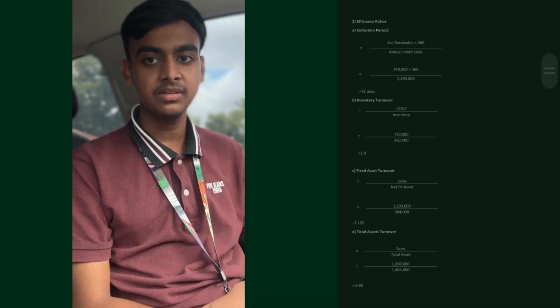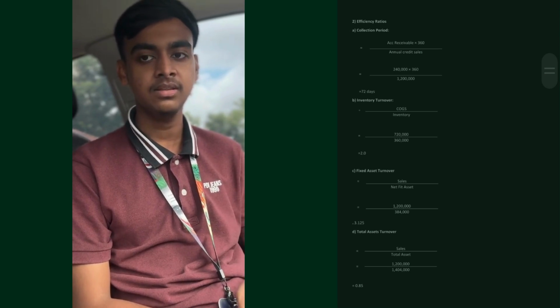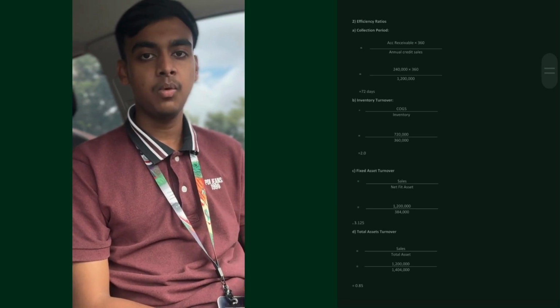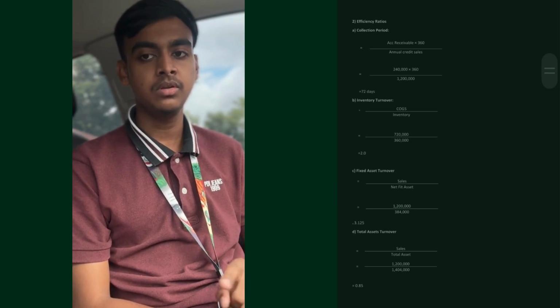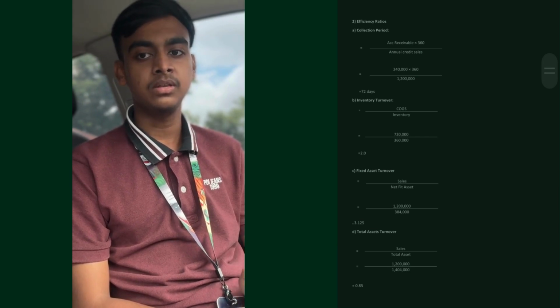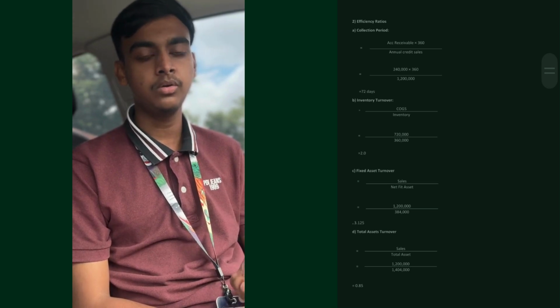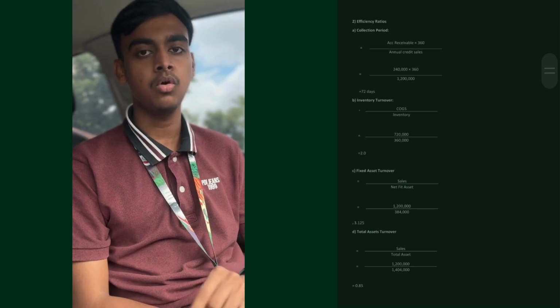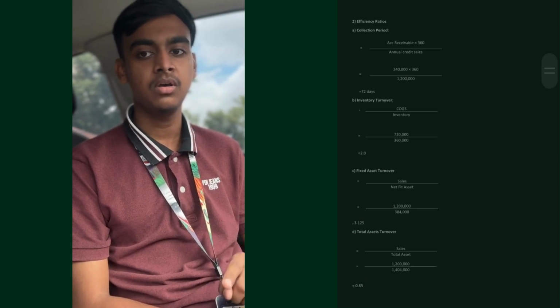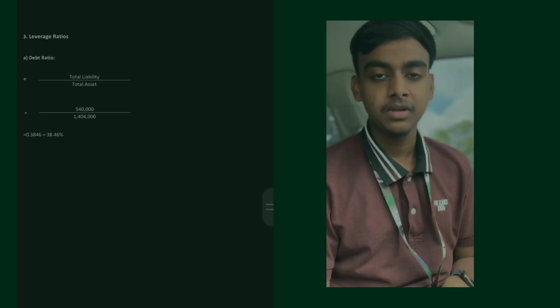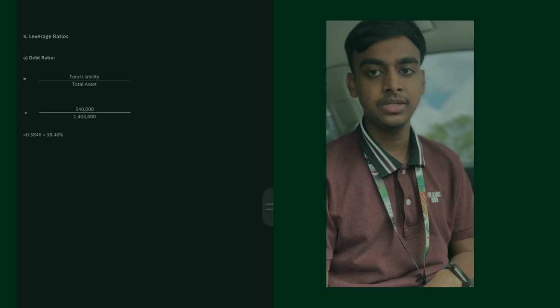Now fixed asset turnover, sales over net fixed assets, 1,200,000 over 384,000. The total is 3.125. Now the total asset turnover, sales over total assets equals 1,200,000 over 1,404,000 equals 0.85. The third one is leverage ratio.